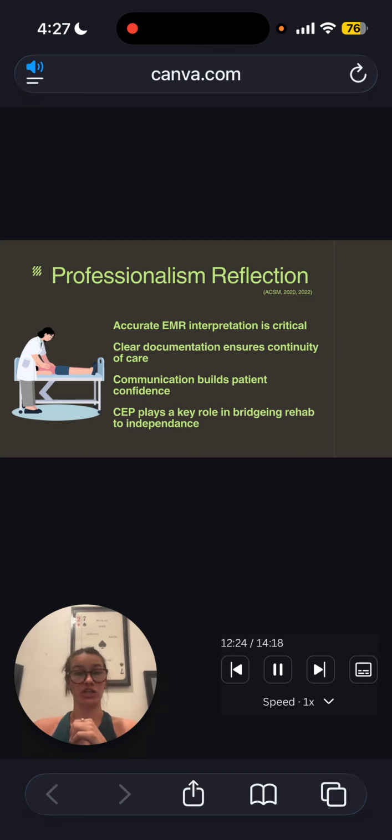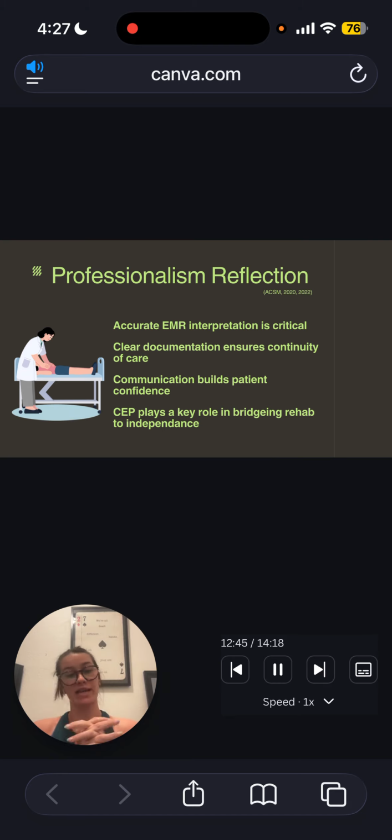Communication builds patient confidence. Yes, because if they are fully aware that we're here to help them, we're here to get them on board, we know what we're doing, and we want to help him get to where he wants to be, that is going to build confidence, that's going to build trust, and he's going to go so much further if he knows that he can rely on us to help him reach the goals that he wants to get.